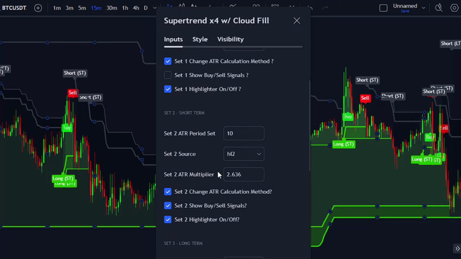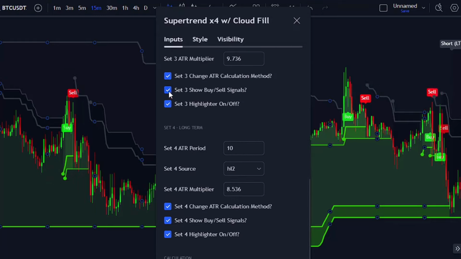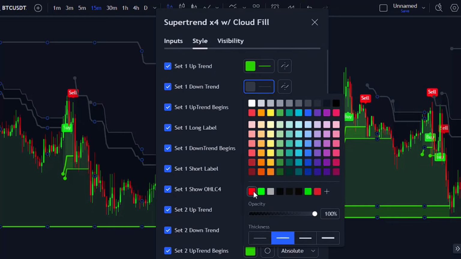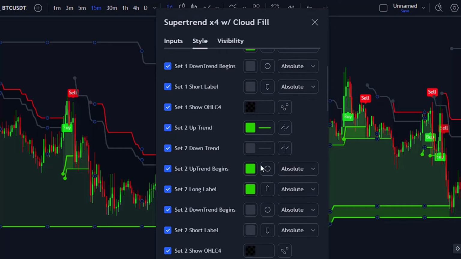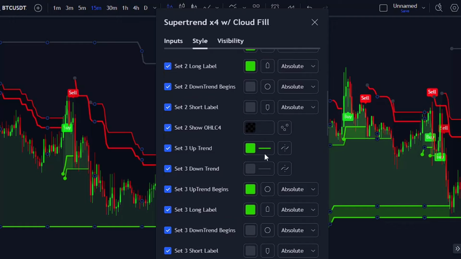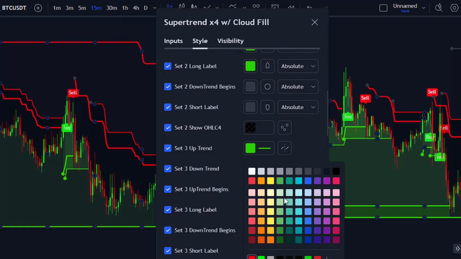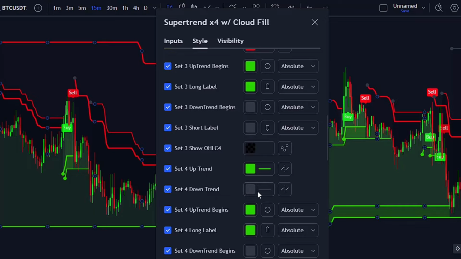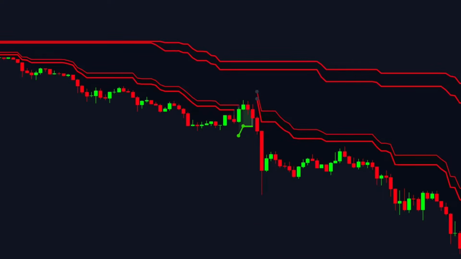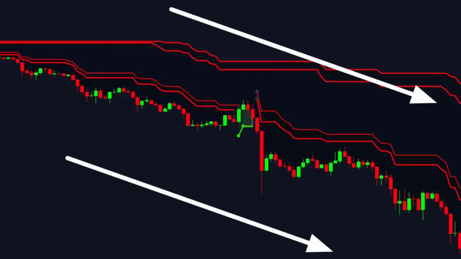The SuperTrend X4 indicator displays 4 separate SuperTrend lines representing different time frames from short-term to long-term. This feature is incredibly powerful because it provides a broader perspective of the market trend. When all 4 SuperTrend lines are green, it indicates a bullish trend, suggesting profitable long positions. Conversely, when all 4 SuperTrend lines are red, it suggests a bearish trend, indicating profitable short positions.